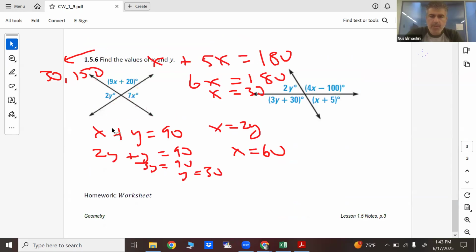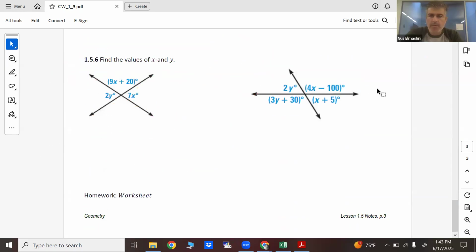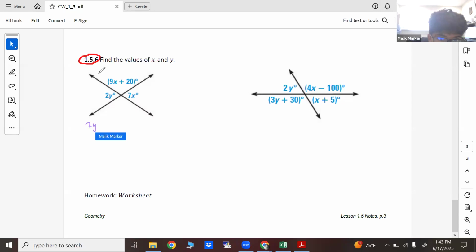So now let's try these here. Let's go and solve for x and y. I'll let you make the relationships. Oh, okay. We'll start with the first one out to the left. All right.